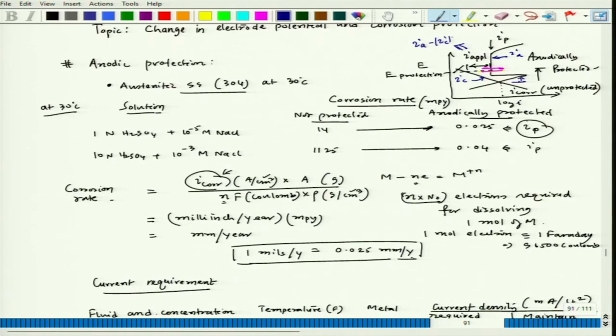Now IC is so low, so let us say IA is around 11 milliampere per feet square, and let us say this IC value is 10 to the power minus 5 milliampere per feet square.